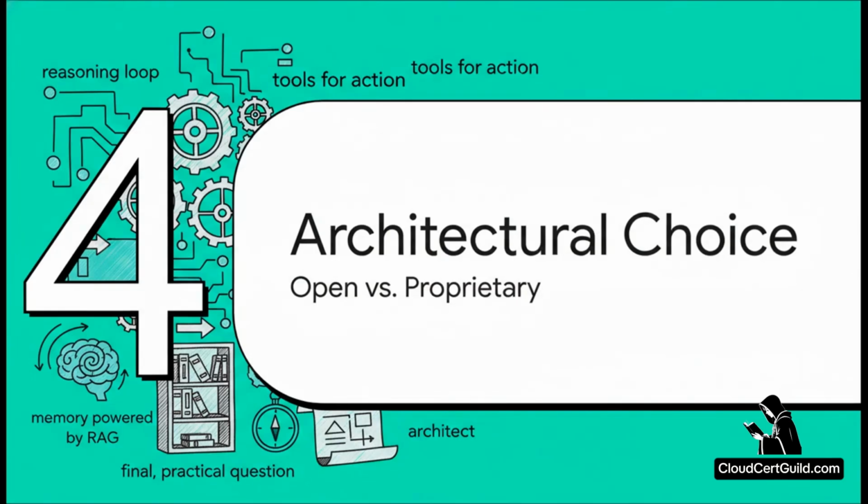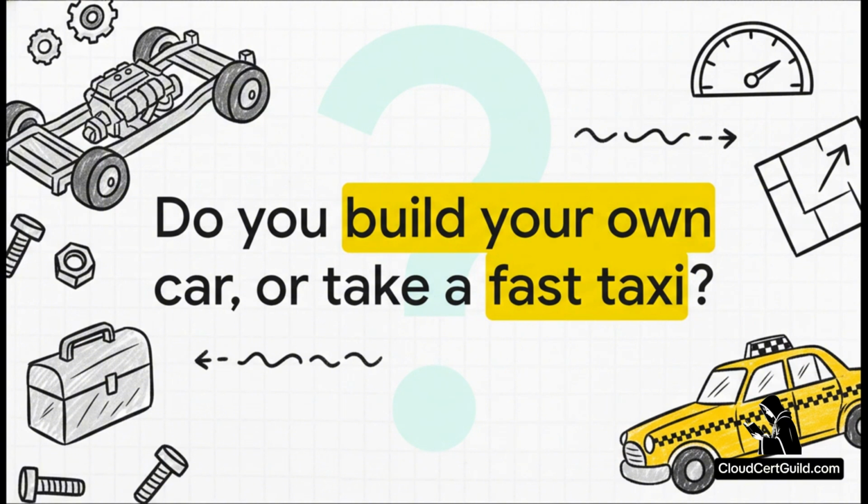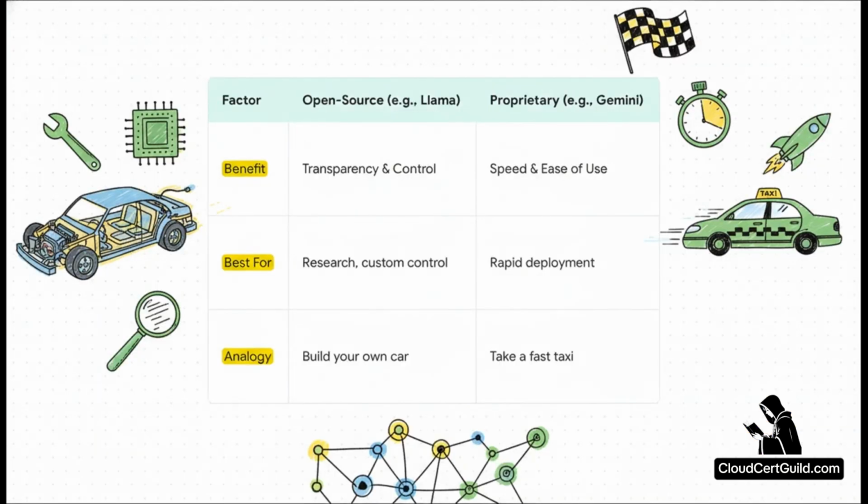So, with the full conceptual architecture now in place, we've got a reasoning loop, tools for action, and a memory powered by RAG, we finally arrive at the last and maybe most practical question every architect has to answer. And honestly, this decision is best framed with a simple analogy. Are you trying to build your own car from the ground up, or do you just need to get somewhere fast by hopping in a taxi? It really all comes down to a trade-off between total control versus pure speed and convenience. This table kind of lays it all out.